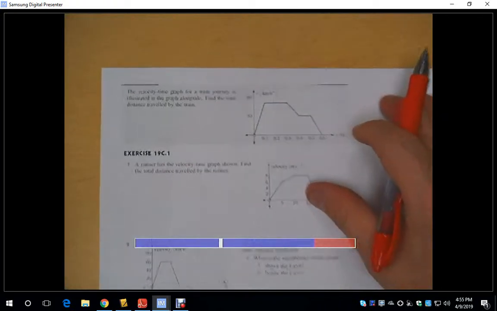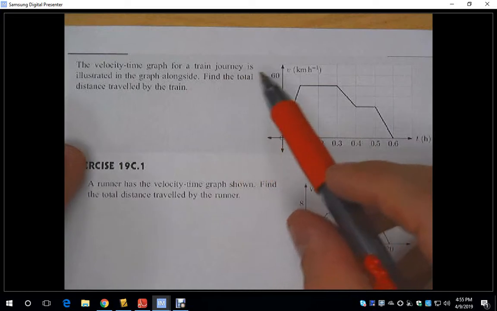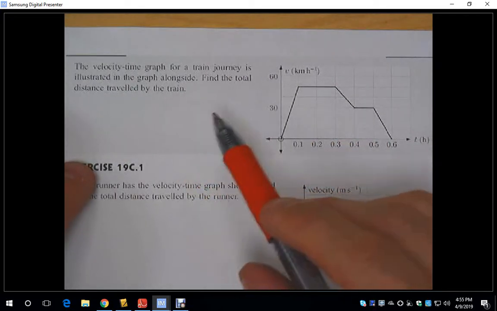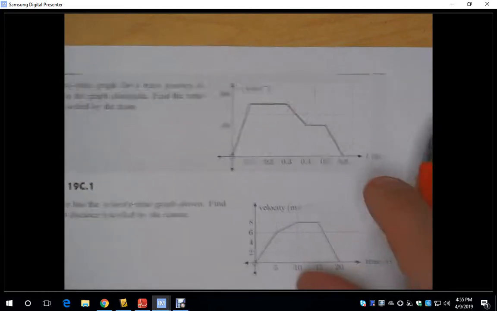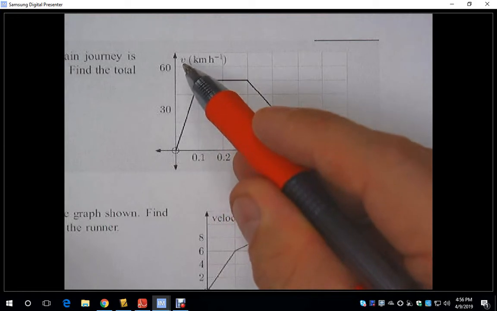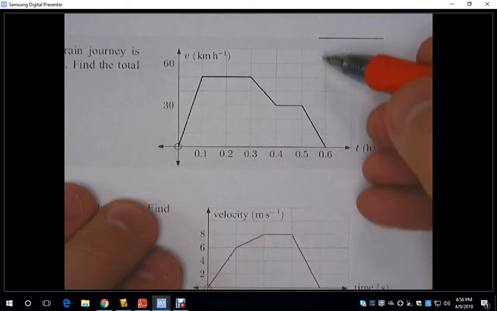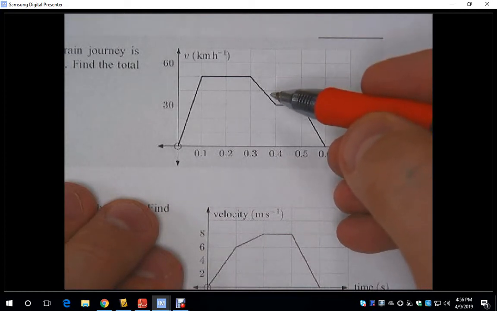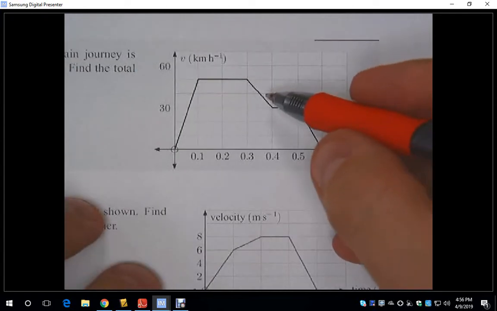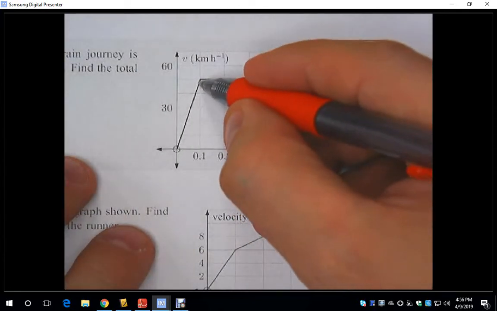So let's look at this particular problem here. It says the velocity time graph for a train journey is illustrated in the graph alongside. And then it says find the total distance traveled by the train. So this graph represents a velocity equation. So just like on the previous graph that I showed you, to go back to the displacement equation, I need to take the integral, or the shaded area underneath. So I'm going to find out this area right here.